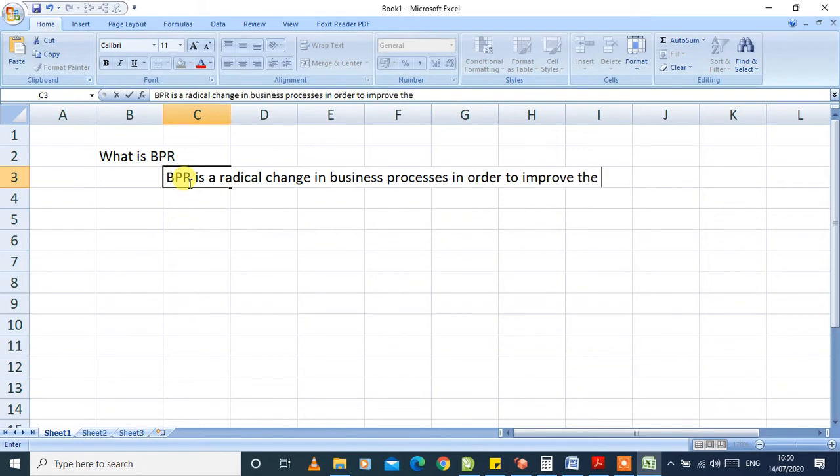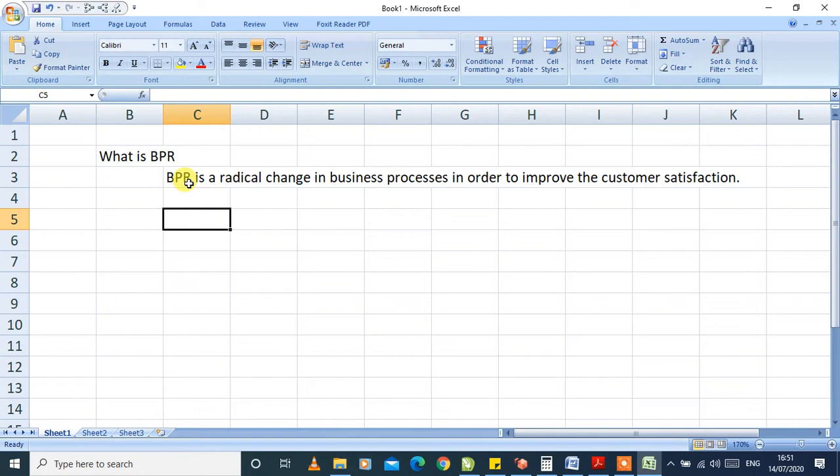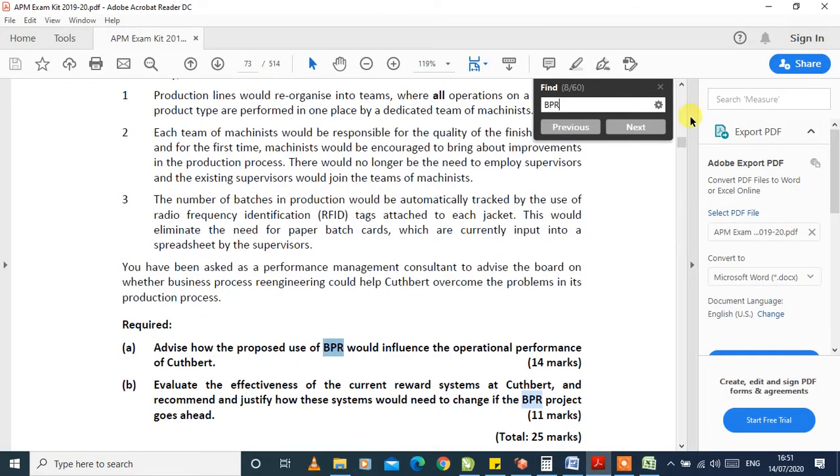improve the customer satisfaction. Explain that in one paragraph initially. Then we'll come to how it is going to improve. So, let's identify the problems with the current system one by one. What are the problems you have in the current system?